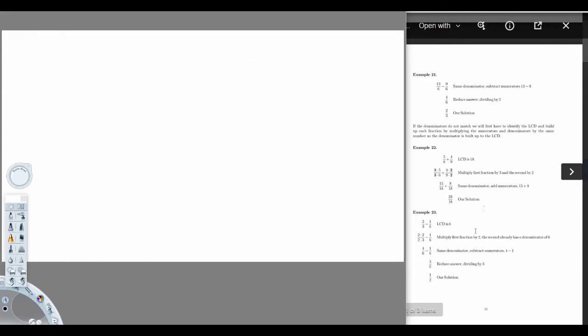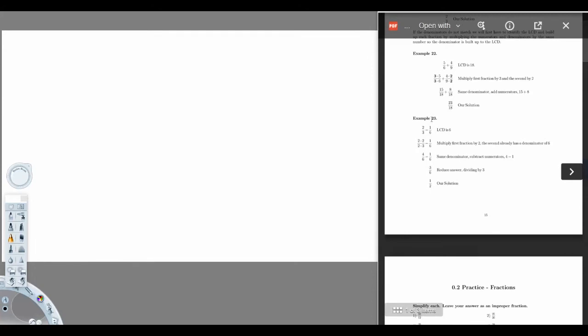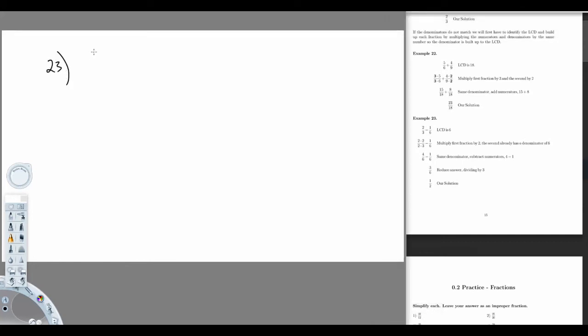So moving along, let's clear this mess. Example 23. 2 over 3 minus 1 over 6. That's a pretty interesting problem. Let's look at why. 2 over 3 minus 1 over 6 equals. Now they're saying that the lowest common denominator is 6. So what they're saying here is that sometimes you don't have to multiply both fractions to get a lowest common denominator. Sometimes only one needs to be raised and you're in business. So 2 times 3 equals 6. We got it. So if we multiply times 2 both sides, we're going to be okay.